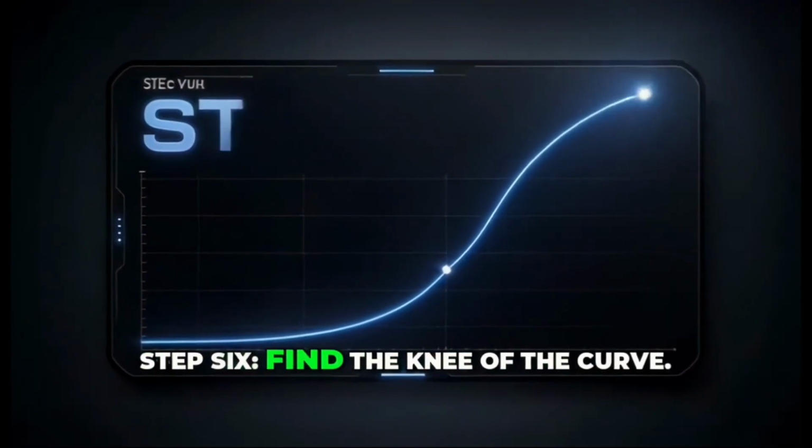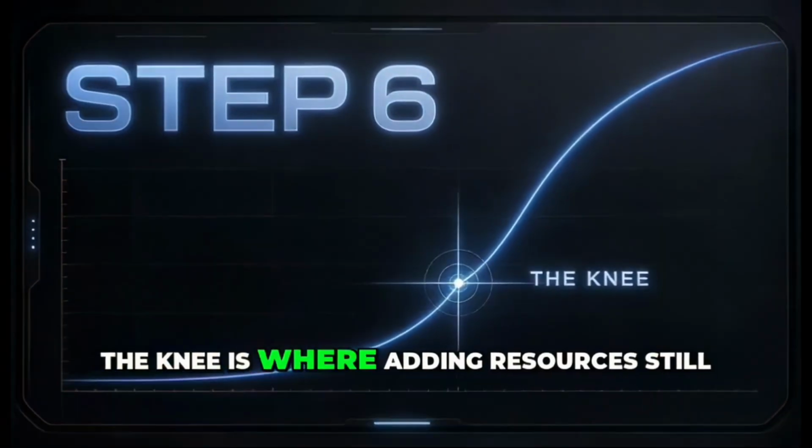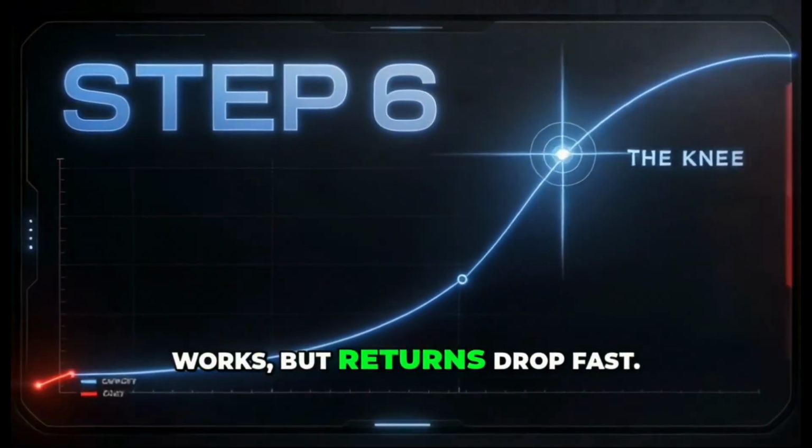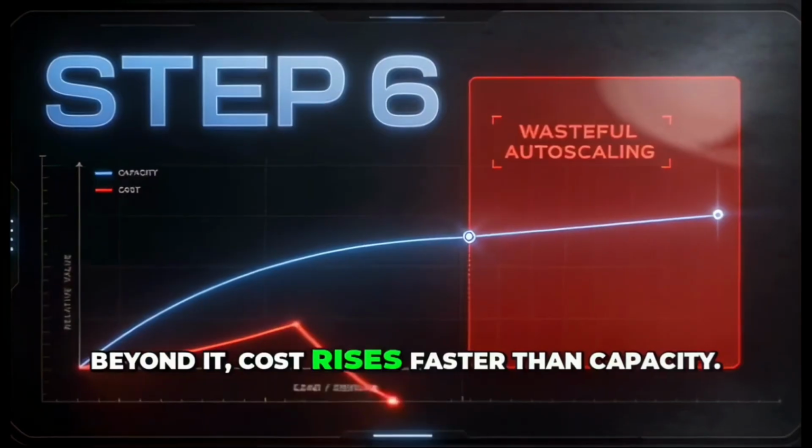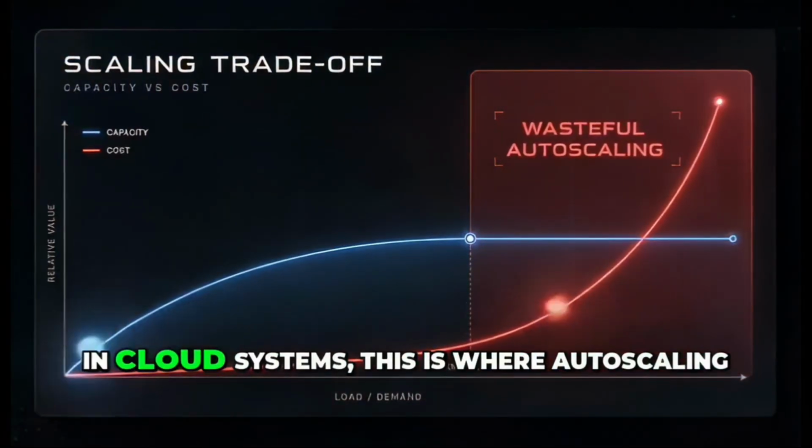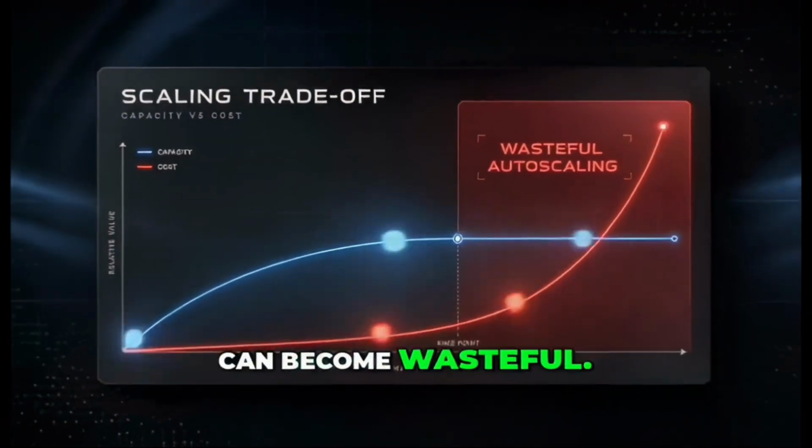Step 6. Find the knee of the curve. The knee is where adding resources still works, but returns drop fast. Beyond it, cost rises faster than capacity. In cloud systems, this is where autoscaling can become wasteful.